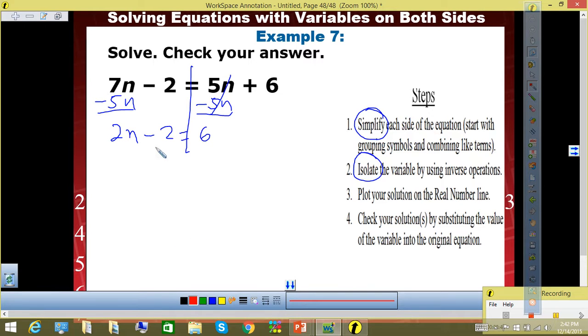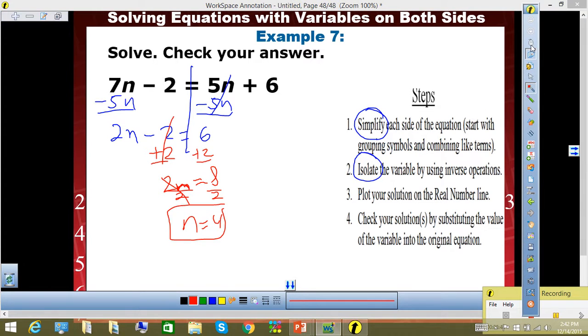What do I do from there? Add 2, add 2. 2n equals 8. Divide by 2. n equals 4. How are we doing? Okay, let's continue.